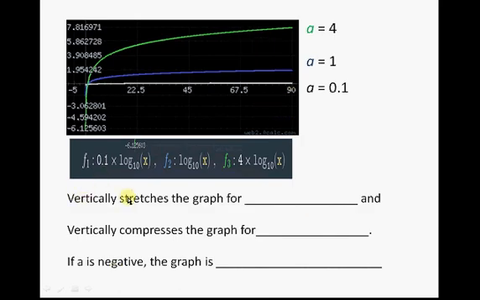So it says the function A vertically stretches the graph for what? You should be able to think about that. Think about it in terms of values, in terms of numbers. And vertically compresses the graph for a blank, right? And then, like I said before, what I want you to do is check out A when it's negative. So make it negative, see what happens, and then come up with a way to describe it.